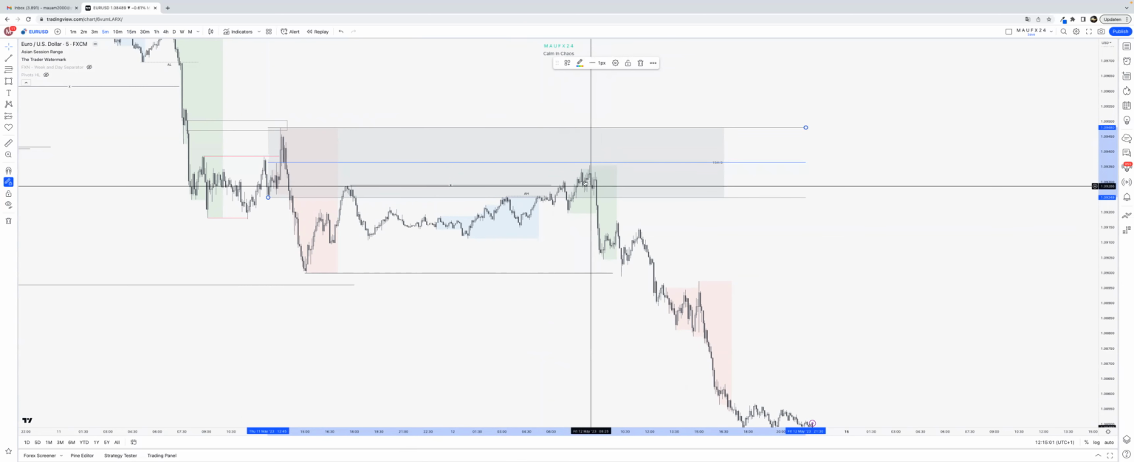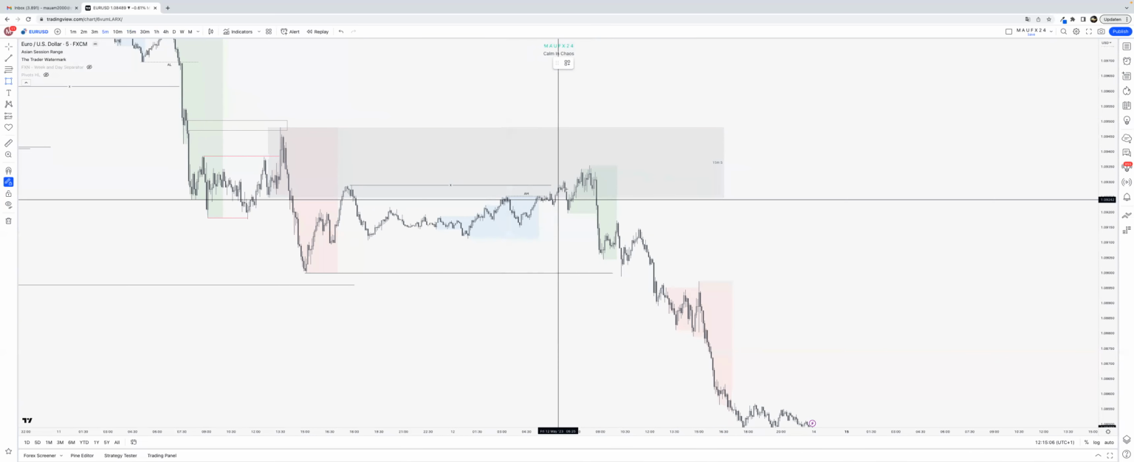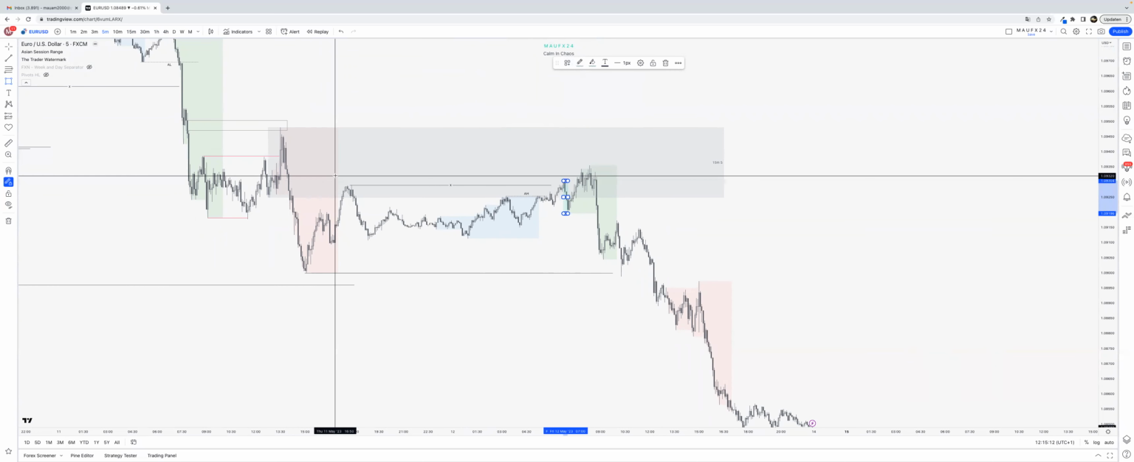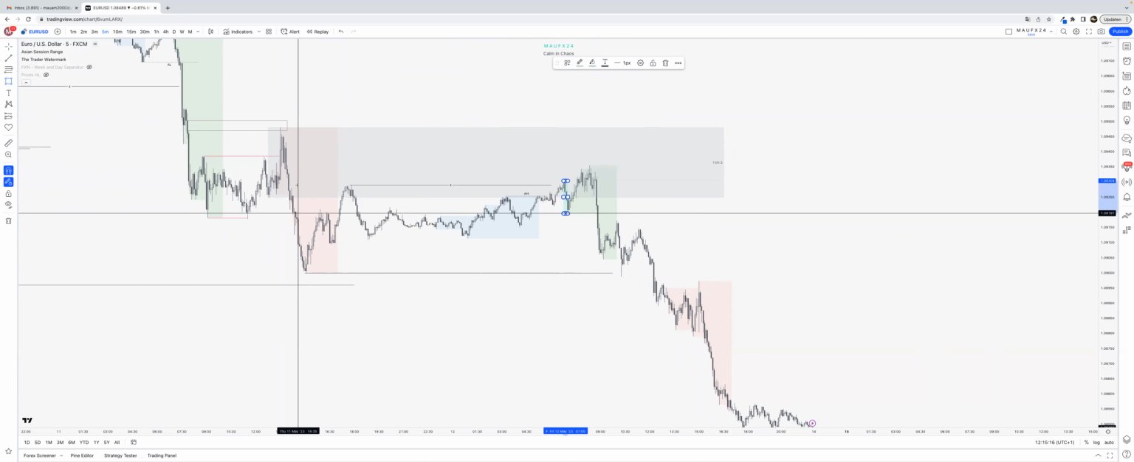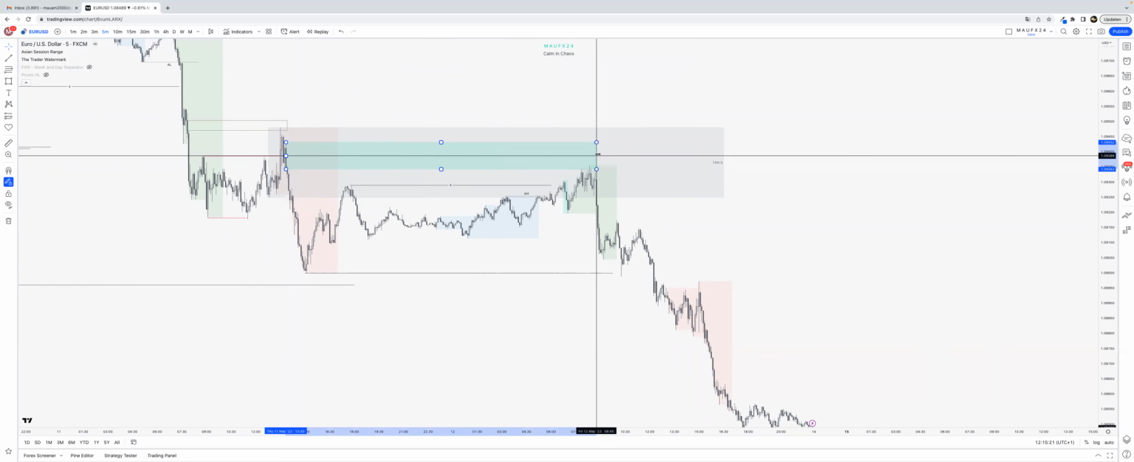We don't reach the 50%. We don't need to reach the 50%. Why not? Because we got this. Got our early sellers over here. Early. Then we tap into this POI as well. So additional confluence.